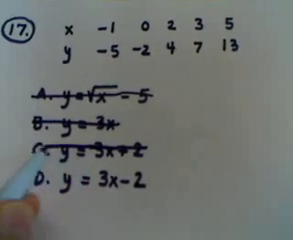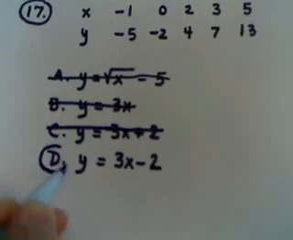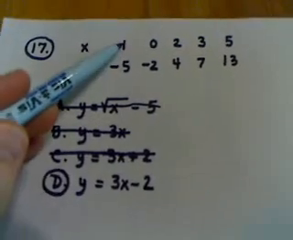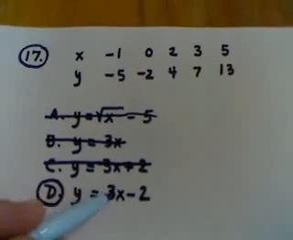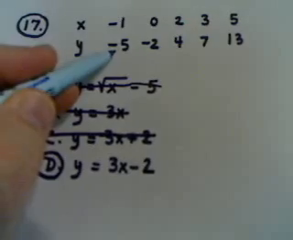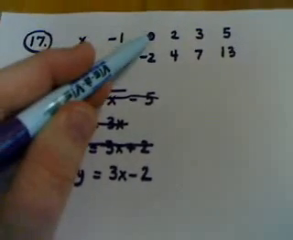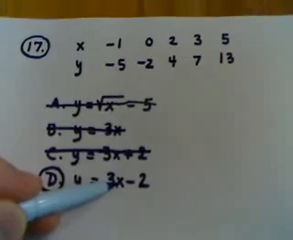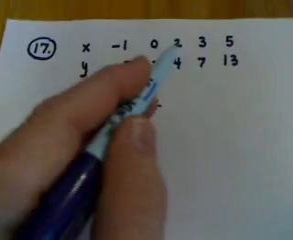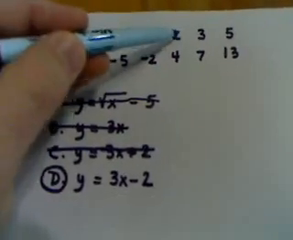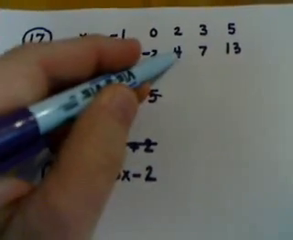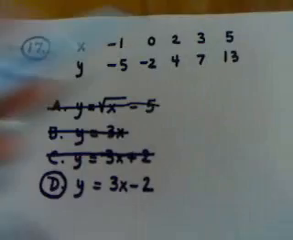Forget it. Now by process of elimination we know the correct answer is D, but let me just make sure you understand why. If I plug a -1 in for X, 3 times -1 is -3, minus 2 is -5. Perfect. If I plug in a 0 for X, 3 times 0 is 0, 0 minus 2 is -2, and so on. If I plug in a 2 for X, 3 times 2 is 6, 6 minus 2 is 4, and I promise you it works for these two also.